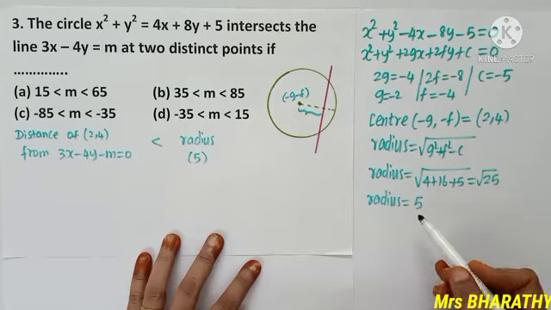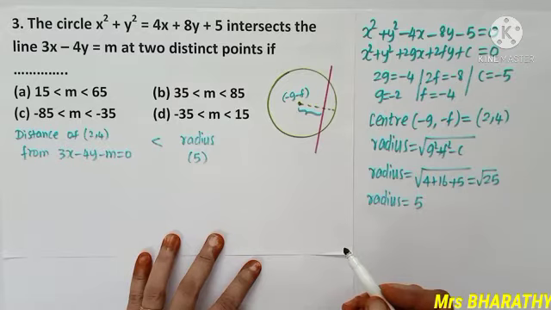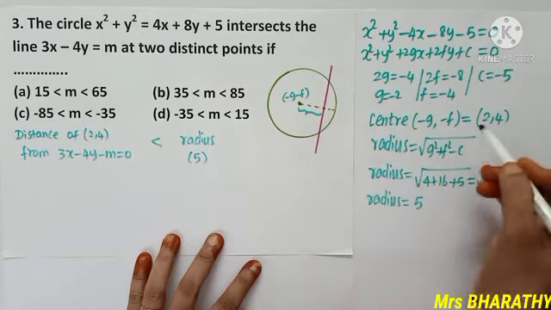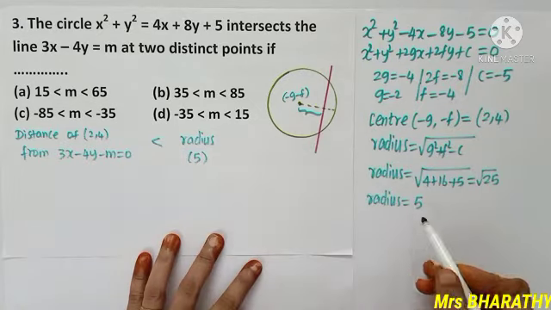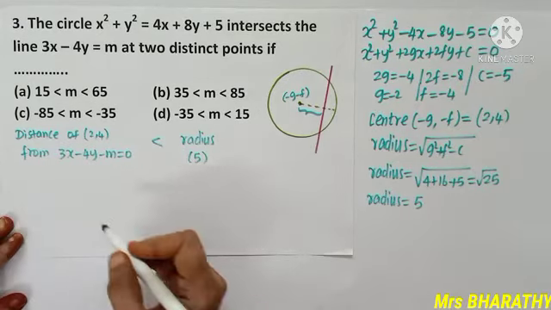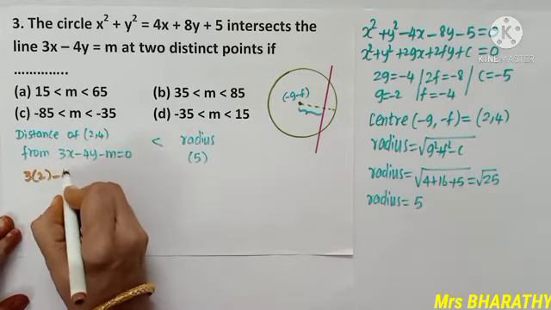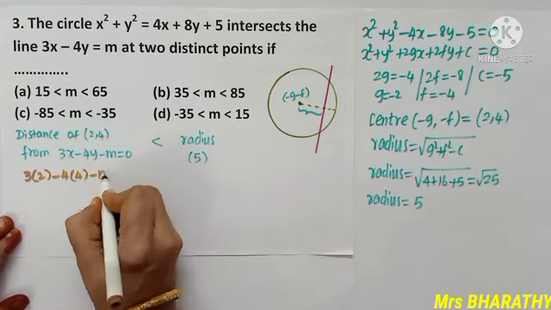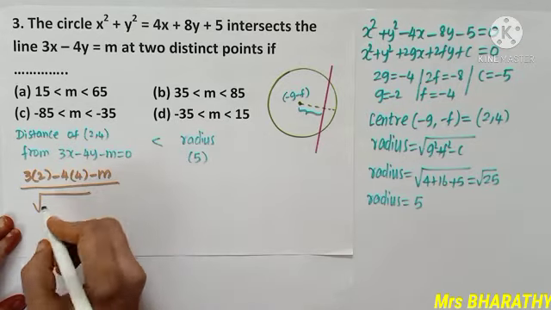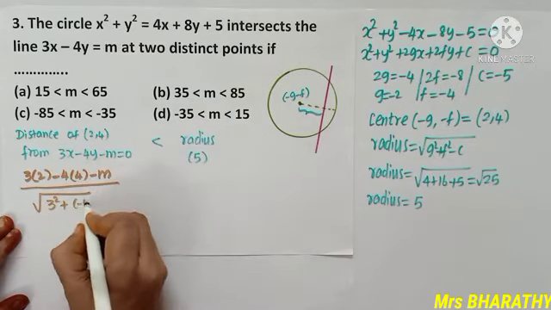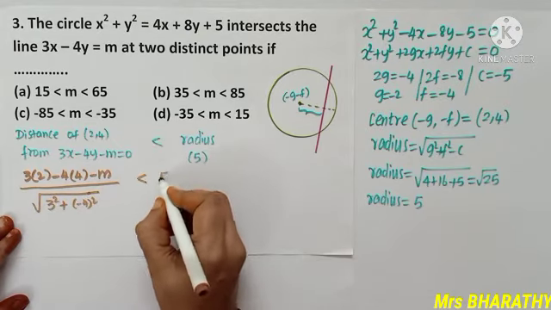As we simplify, it reduces to 5. From the diagram, the distance of the line from (2, 4) is obviously less than the radius, that is 5. How to find the distance? We know the formula: |3 into 2 minus 4 into 4 minus m| divided by root of 3 square plus (minus 4) the whole square. This answer is less than 5.